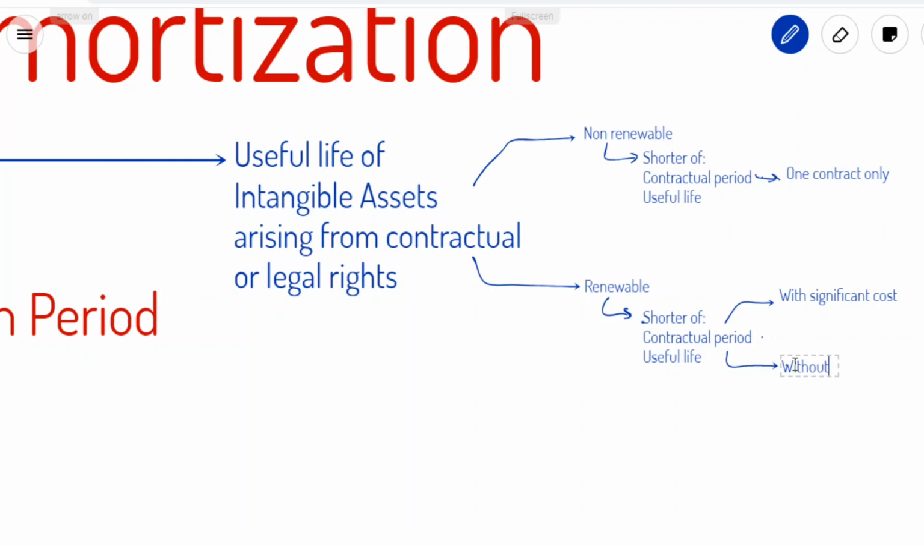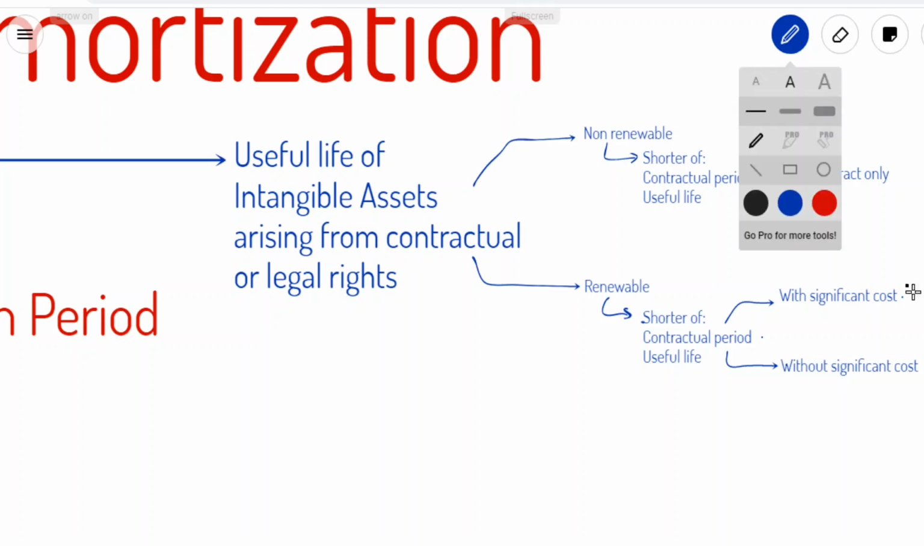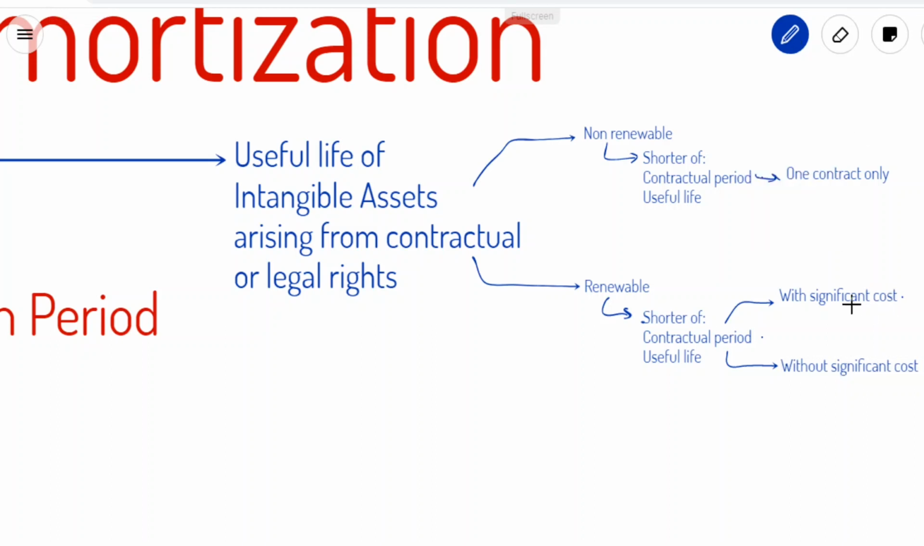First is whether that renewable contract can be renewed with significant cost or without significant cost. If that renewal requires significant cost, in that case, we would not include the renewal periods in our contractual period, and that would only include one period.